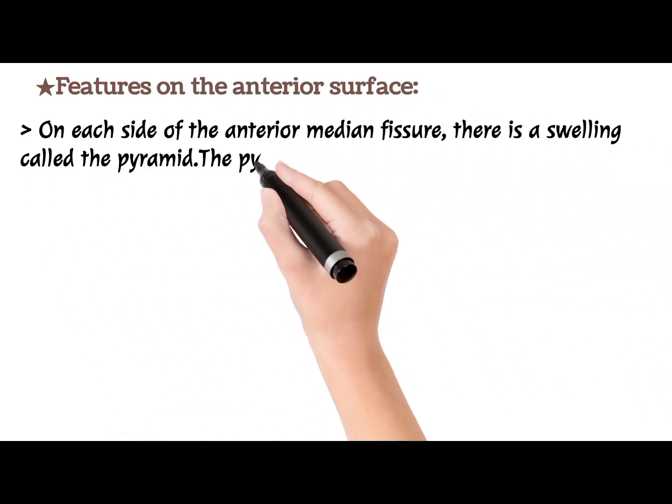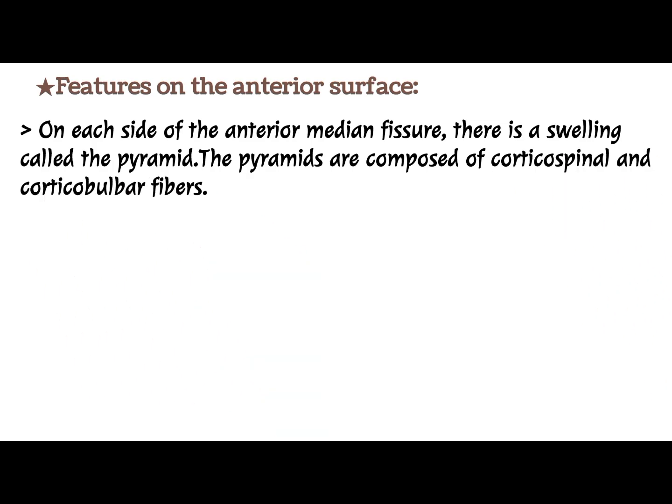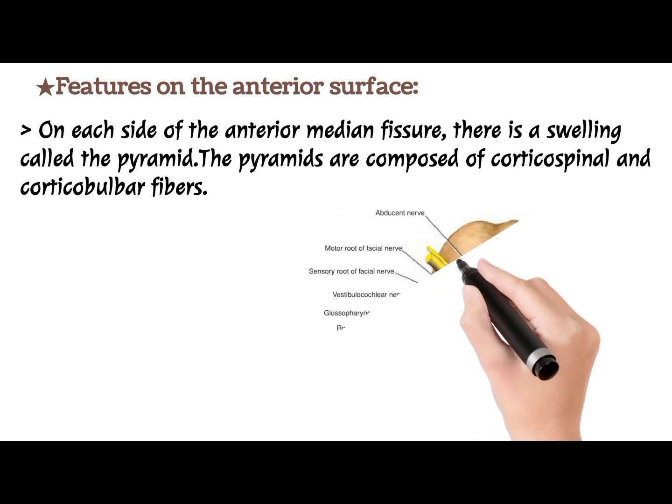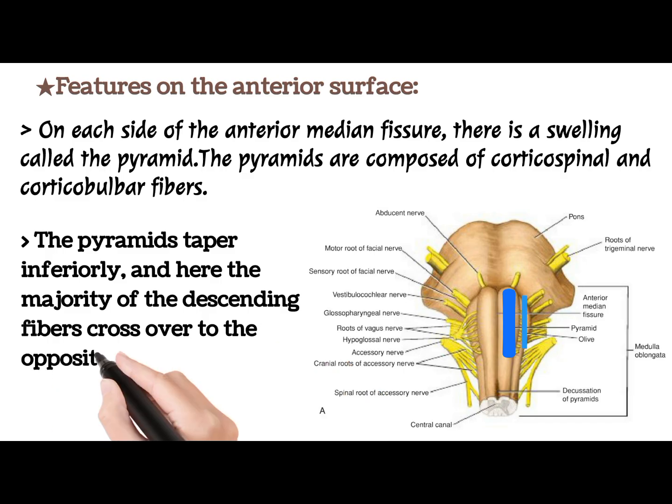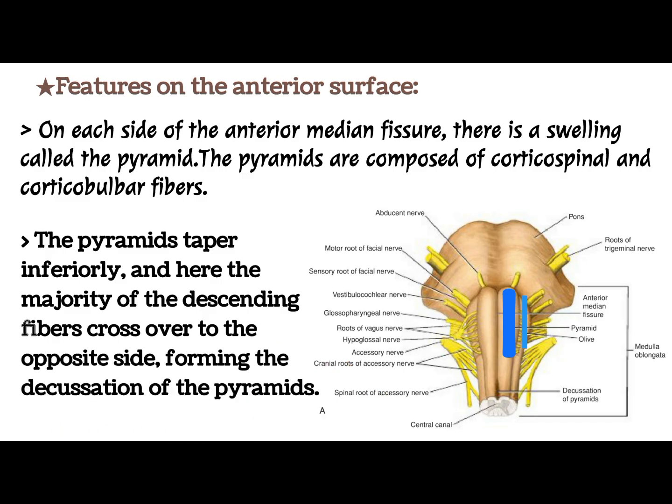On each side of the anterior median fissure, there is a swelling called the pyramid. The pyramids are composed of corticospinal and corticobulbar fibers. The pyramids taper inferiorly, and here the majority of the descending fibers cross over to the opposite side, forming the decussation of the pyramids.